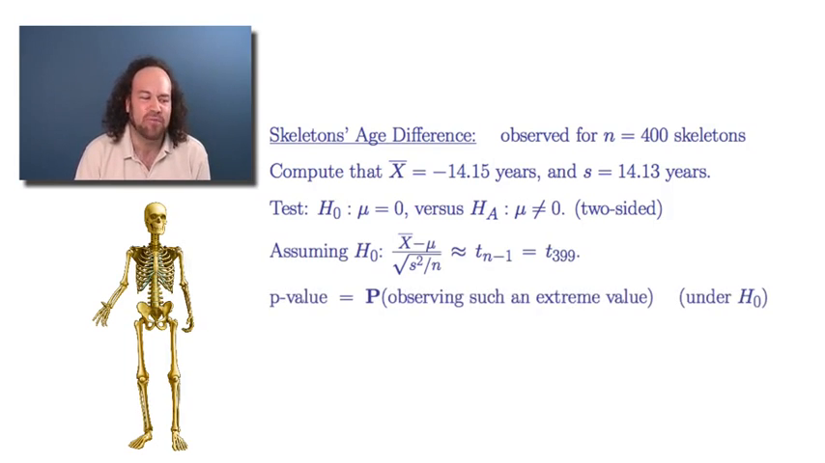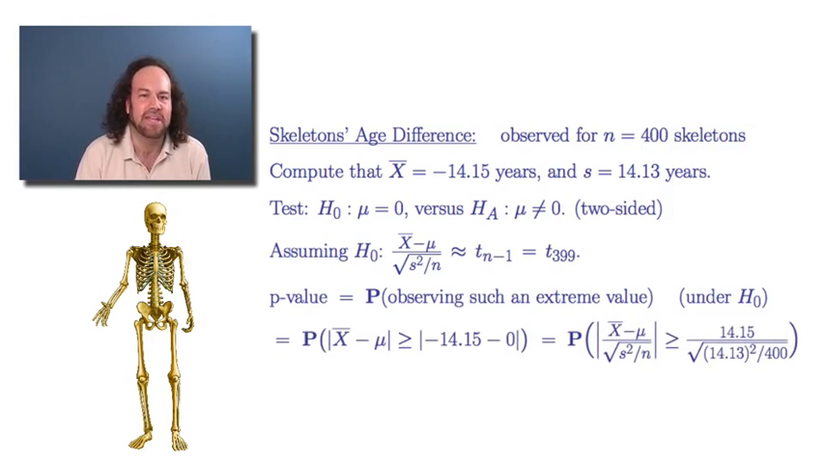So that means that if we want to compute a p-value, then we want to compute the probability under the null hypothesis of observing, in absolute value now, because it's a two-sided test, a value which is that extreme or more extreme for the difference between mu and x bar. Well, we can compute the probability that x bar minus mu in absolute value is bigger than or equal to the observed value, which is the absolute value of minus 14.15.